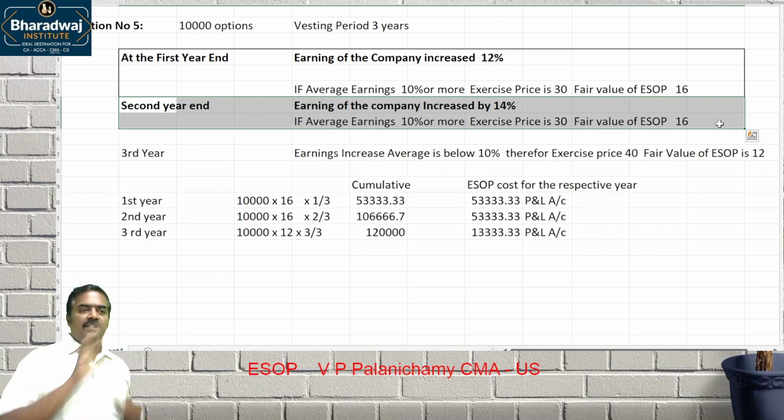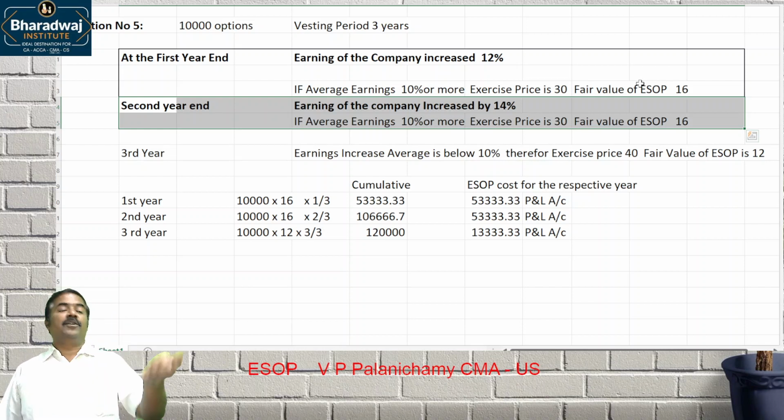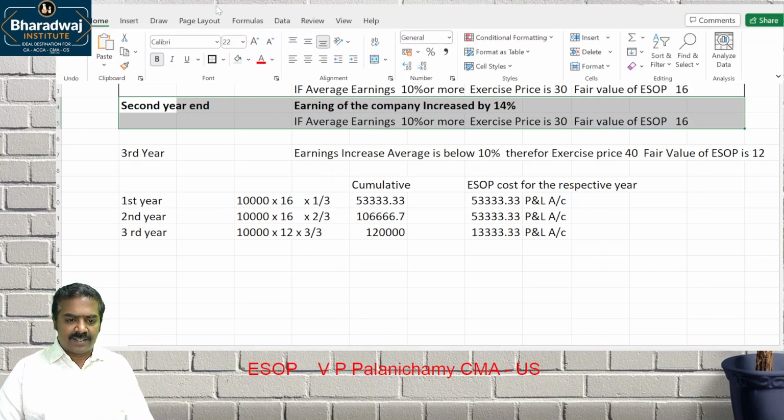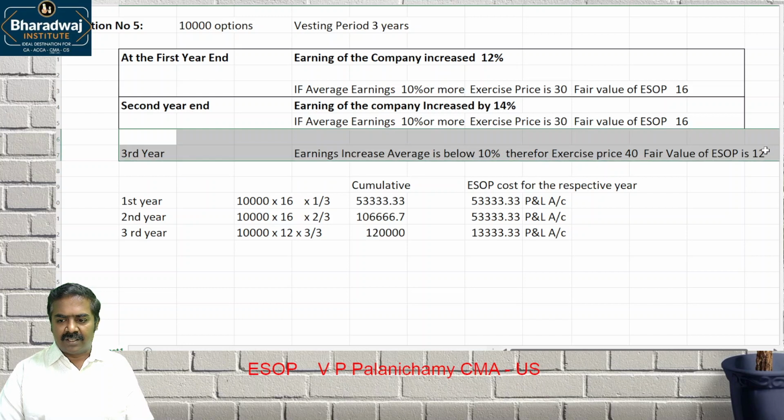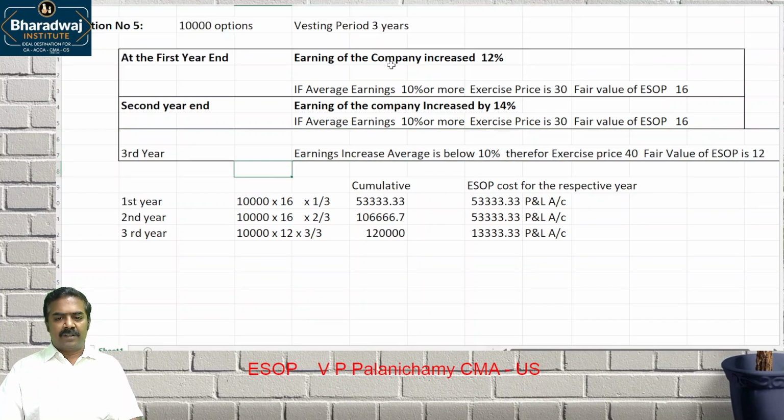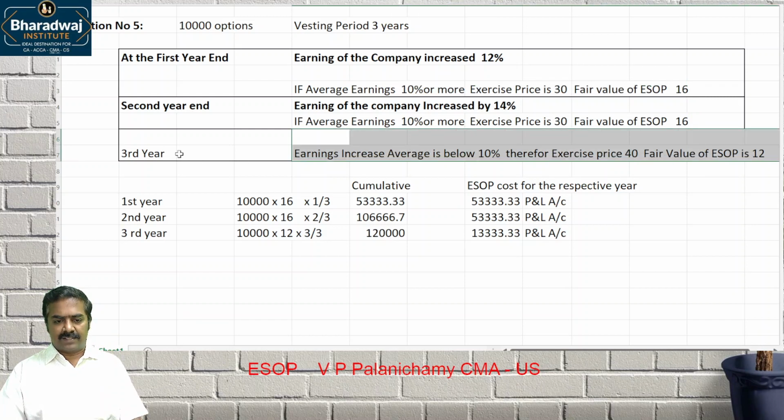The concept of the problem is, if the company earns more, the employees can buy at a lesser rate. You understand? If earnings are growing more than 10%, employees are offered at a lesser rate. You can buy for 30 rupees like that. If earnings are falling below 10%, you have to pay a higher rate to buy the share. That's why second year the same trend continues. Look at third year. Earnings are averaging below 10%. Now employee should pay how much for the share? 40 rupees for the share. For that, the fair value is estimated at 12 rupees. Simple. You pay less, the value of the ESOP is more. You pay more, the value of the ESOP is less.